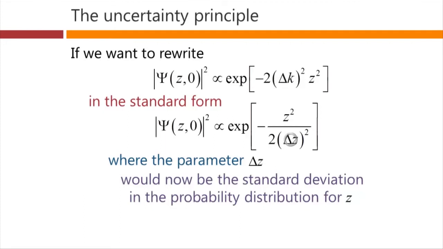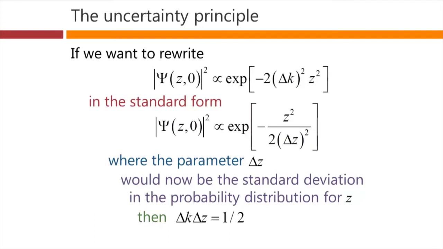Now, to make these two expressions be the same thing, in other words, to find what this delta z is in terms of the delta k, well, that's algebraically quite simple, just comparing these two expressions. What we would find is that for this to be the standard deviation in space, when this is a standard deviation in momentum space, the product of delta k times delta z is equal to 1/2. In other words, these two expressions are the same thing if delta k and delta z multiplied together give us 1/2. You can check that out by comparing these two expressions. Substitute this in, we can get from one expression to the other.